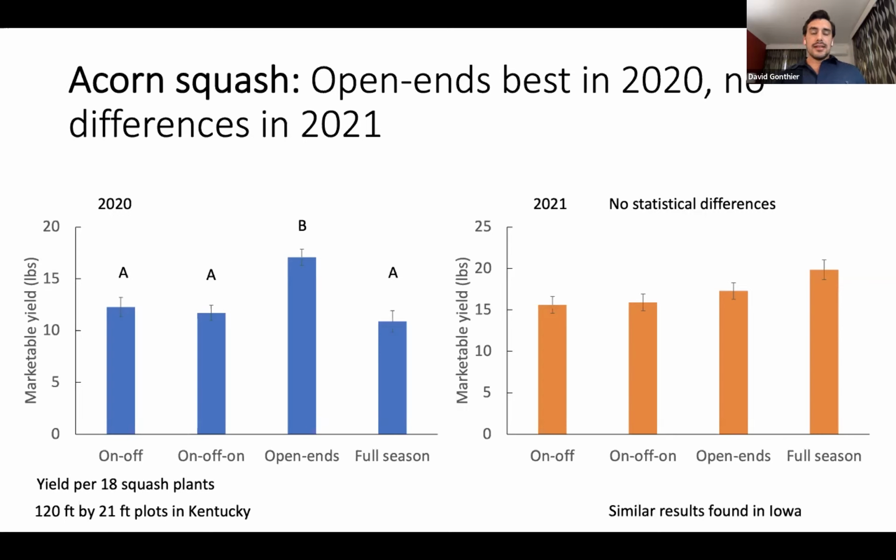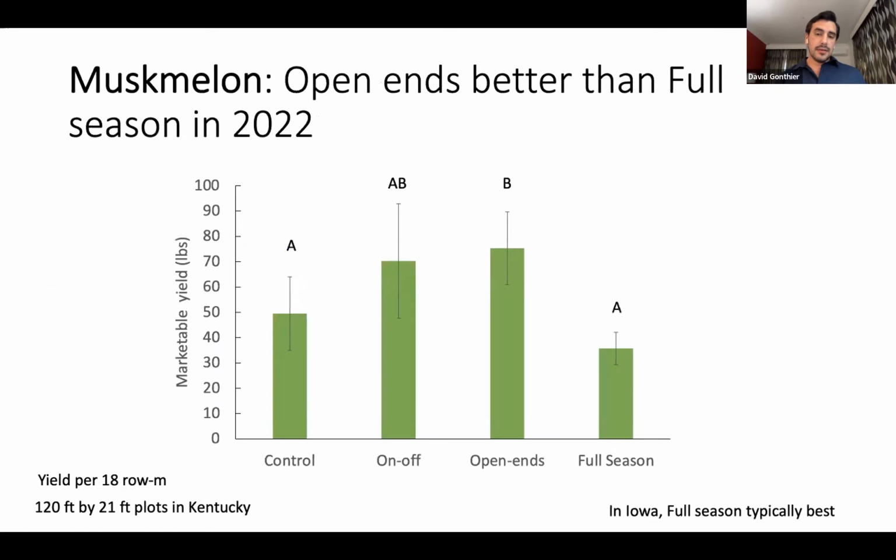But things are slightly different for muskmelon, where here in Kentucky, we also found an on-off or an open-end strategy was probably the best strategy for us. But mainly the issue here was the full season. Those stock bees did not perform that well in this particular year. And this is kind of contrary because at Iowa State for muskmelons, they've actually found that the full season tends to be better in most of the seasons that they've conducted these experiments.